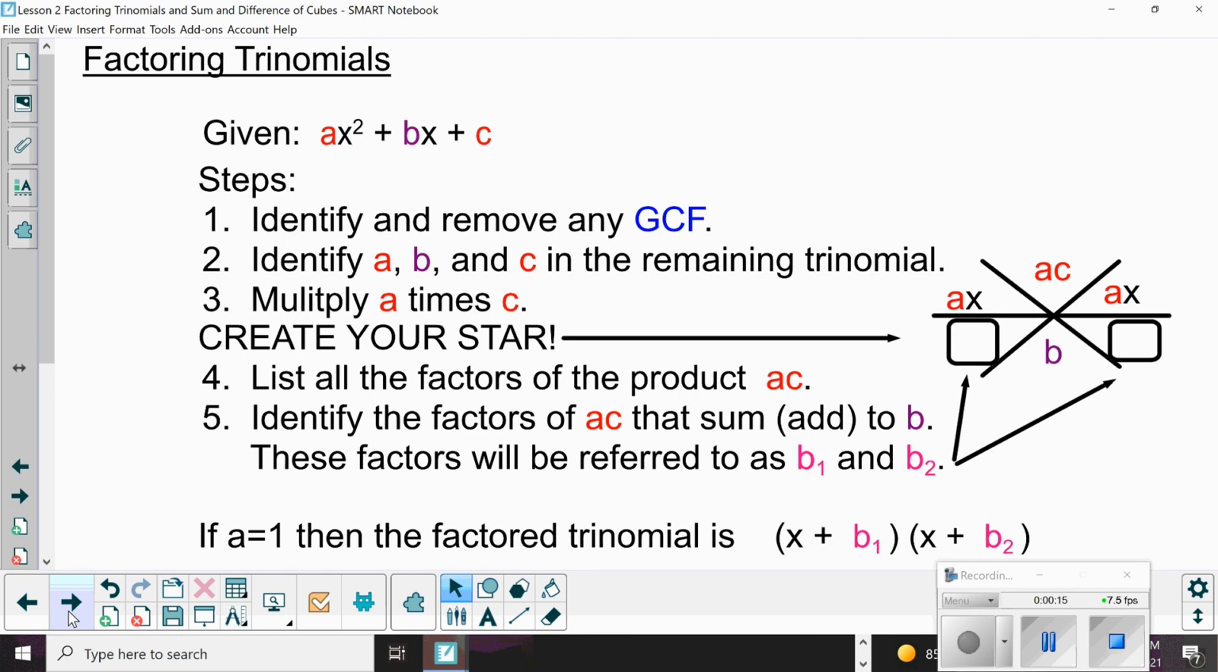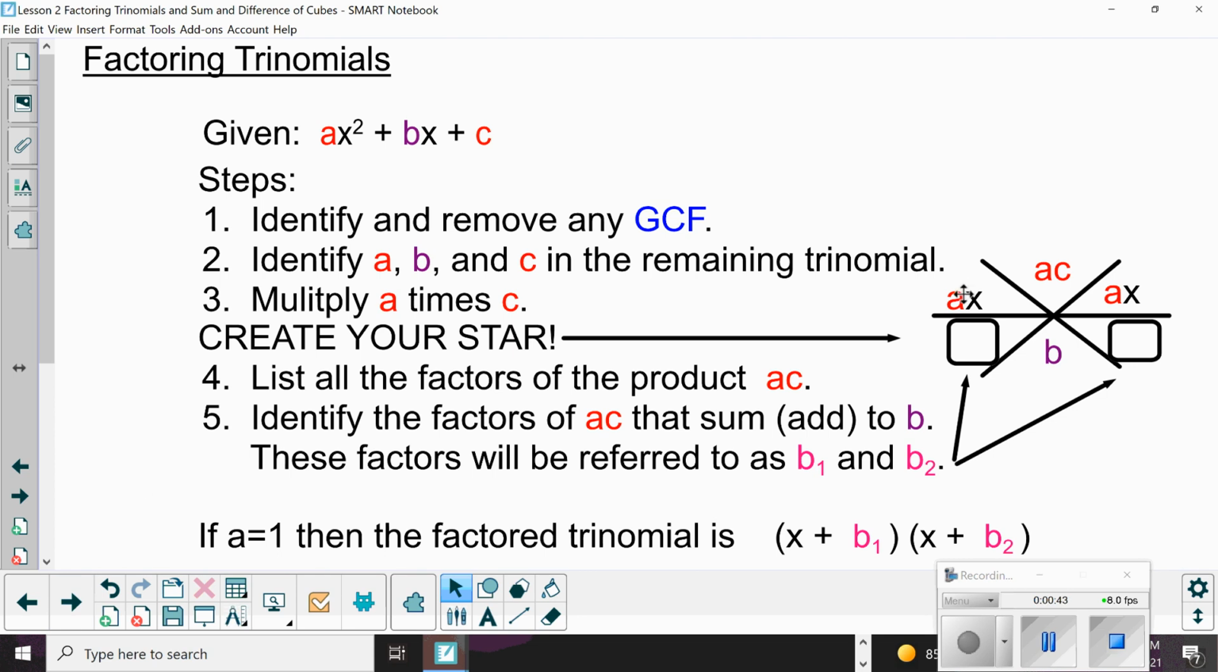First, factoring trinomials. If you're given ax squared plus bx plus c, first step, always identify and remove any greatest common factor. That was the previous lesson. Then you're left with ax squared plus bx plus c without any common factors. At this point, we have what's called a trinomial. What we want to do is multiply a times c. That's the coefficient of the x squared and the constant.